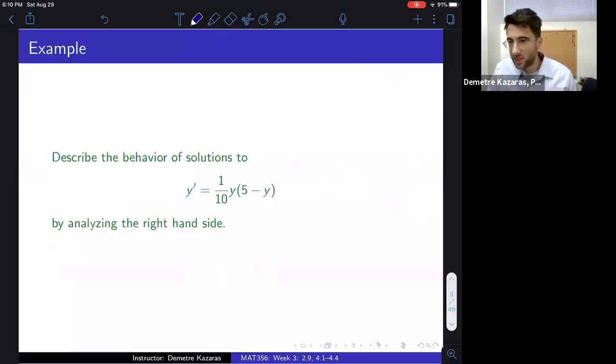Let's take a look at a little example here. We're going to want to describe the behavior of solutions. Again, just like when you analyze a slope field, you don't necessarily need to solve the equation to analyze all of its long-term behavior. Let's see what we mean here. So let's use slope fields to answer this question.